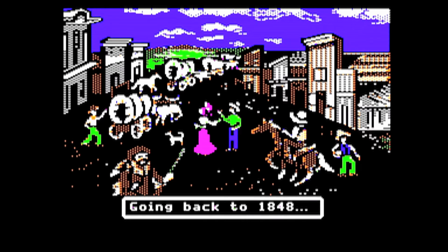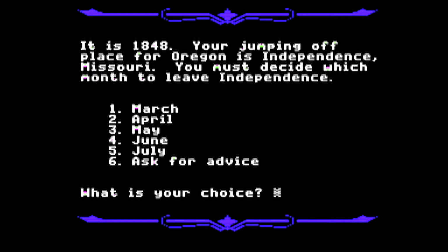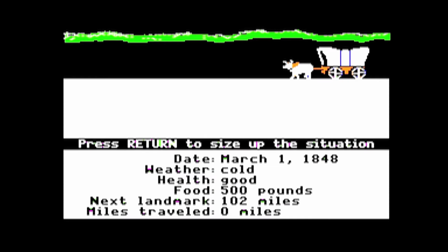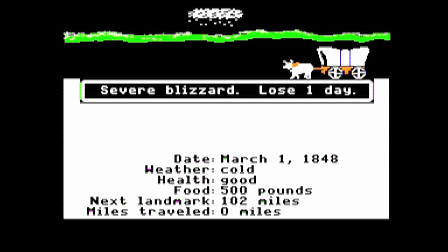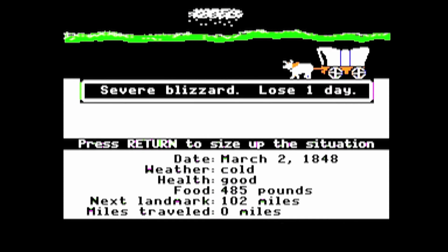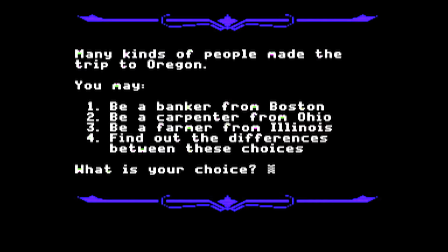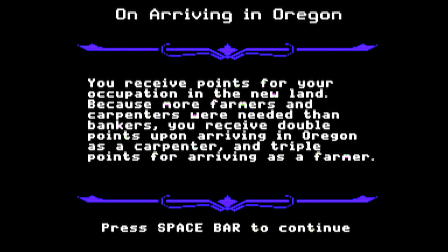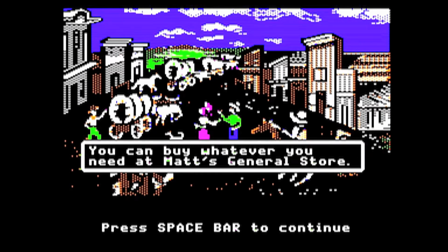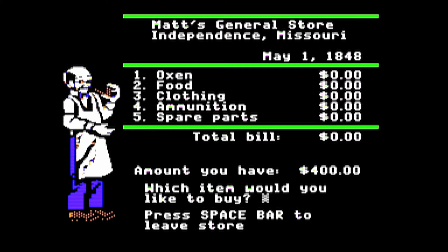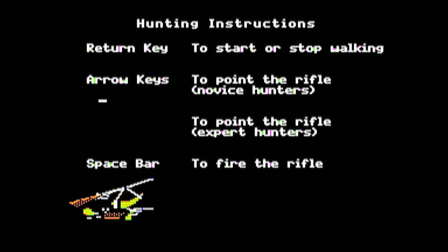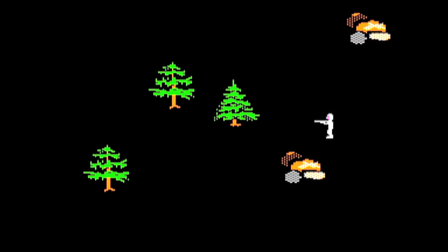The game starts you off in 1848, Independence, Missouri, and gives you the option of setting what time of year to start your journey. If you start out late in the year, you'll end up traveling in winter and likely getting stuck in the snow, but it makes crossing rivers easier. You also get the option of what type of occupation your team leader is, either farmer, carpenter, or banker. Each option provides you with a different amount of money to start out with, which you'll need to buy everything you'll take with you on the trail, and I mean everything, from the wagon parts to the oxen to clothes and food. If you have ammunition, you can hunt for extra food during the game.